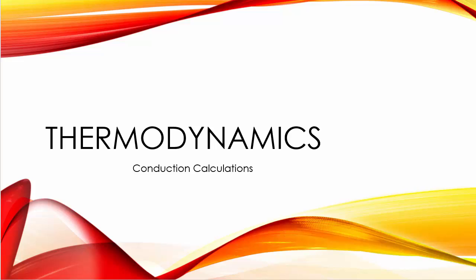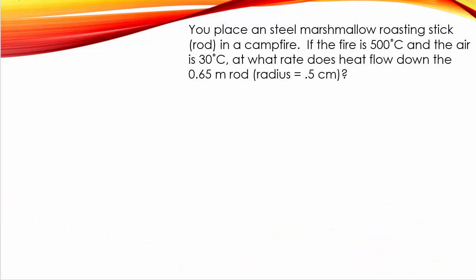So we're going to do a few examples looking at conduction and that kind of big ugly equation that I showed you in the previous video. First problem we're going to look at is just heat being conducted up a metal rod. So if we've got a marshmallow roasting stick and we leave it in the campfire, if the fire is at 500, the air outside is 30 degrees, at what rate does heat flow down the 65 centimeter long rod with a radius of 0.5 centimeters.